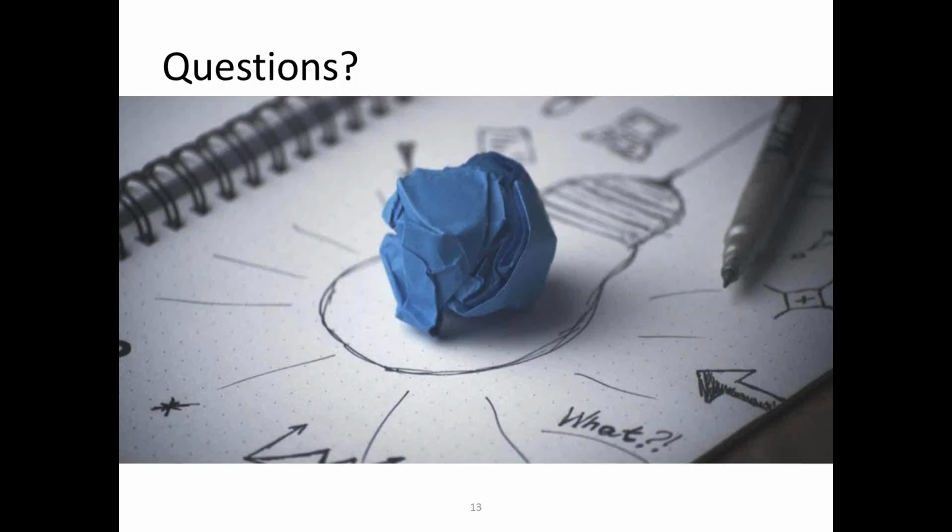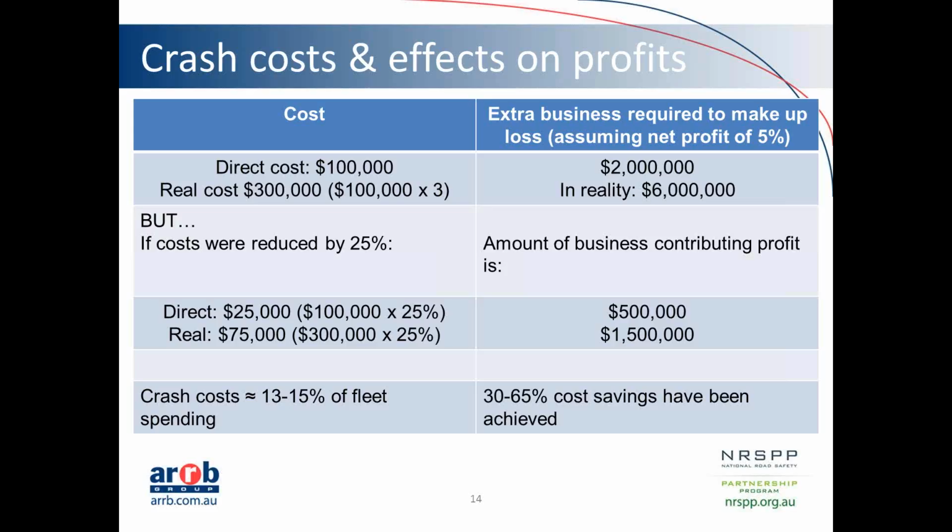Okay, we shall move on. Just a very quick example. I'll quickly walk you through it. This is a relatively simple example that helps illustrate the true cost of an incident. And in this case, the incident is a fairly large one, and the insurance claim is $100,000.